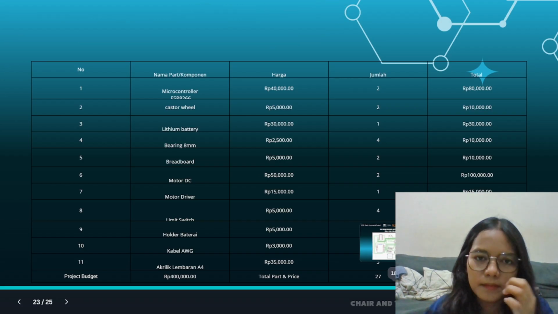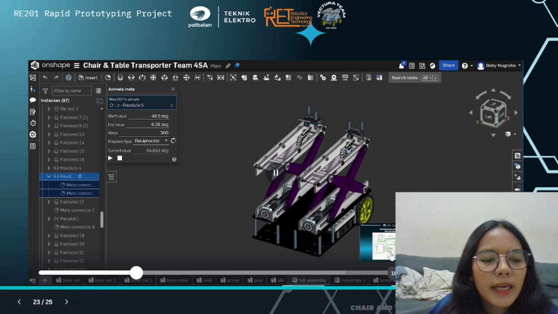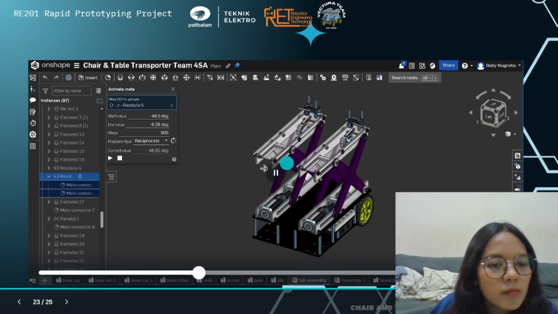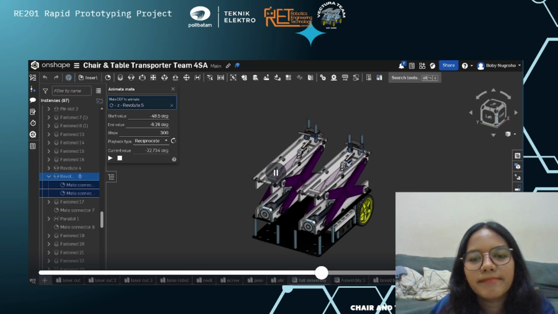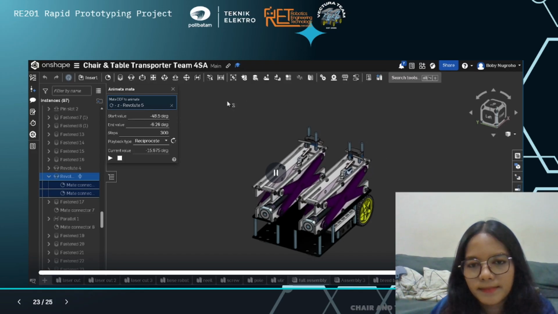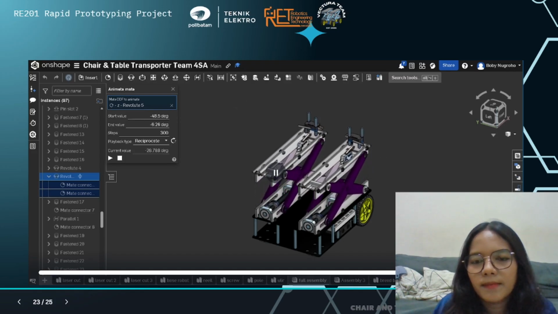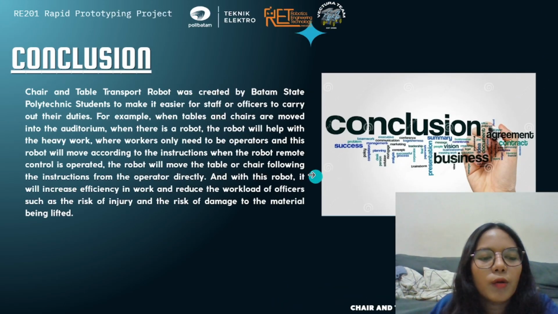And in the final part, the final robot. In the final part, we made a conclusion.